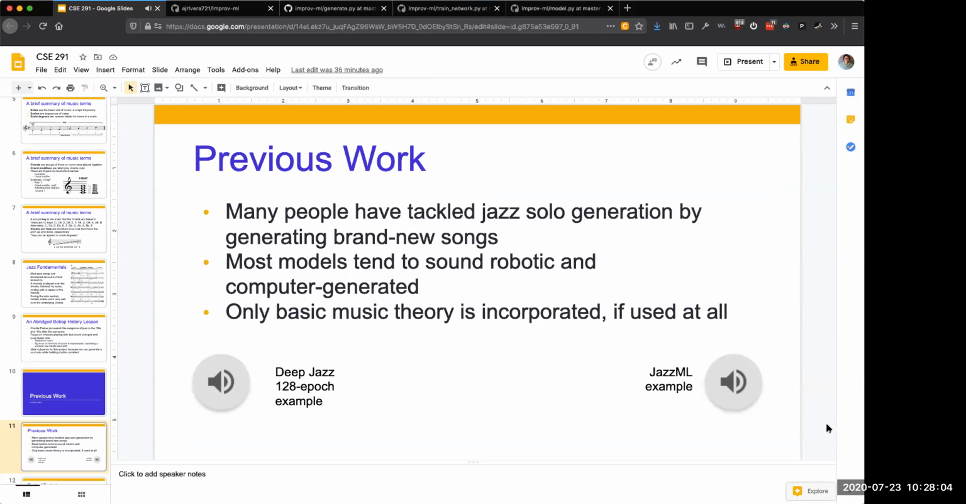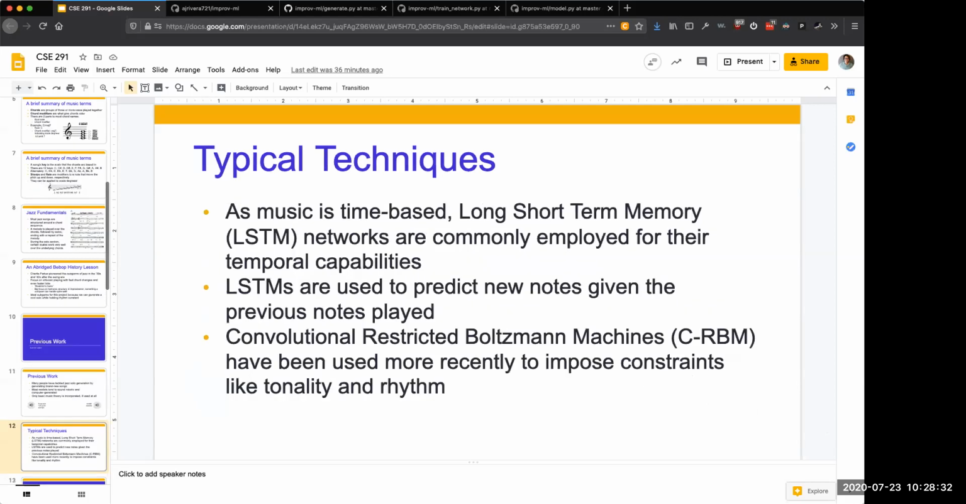The big failing that we saw with this sort of music is that there wasn't a whole lot of music theory incorporated. It was more an experiment in trying to generate some kind of music with AI rather than trying to generate music that people could listen to. We did want to understand what a lot of these previous examples are using, though, so that we could incorporate some of their techniques into our own model.